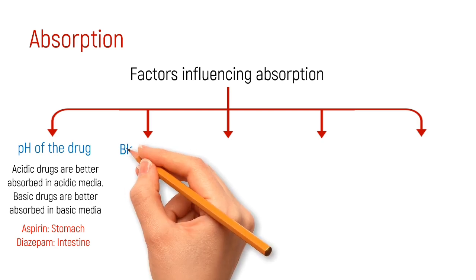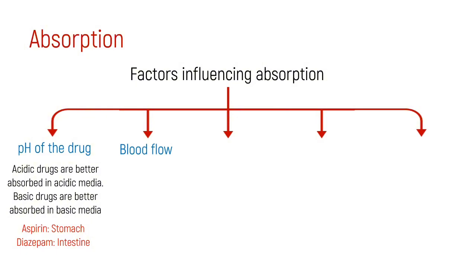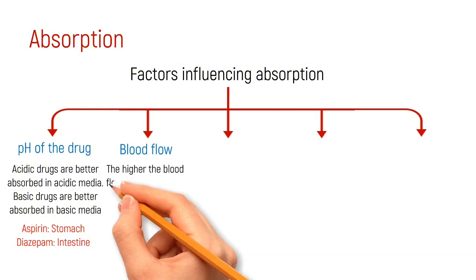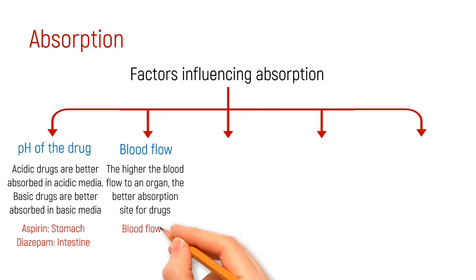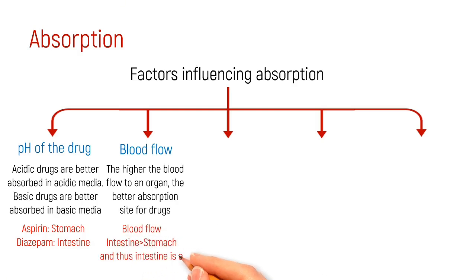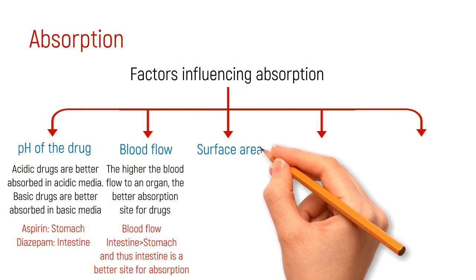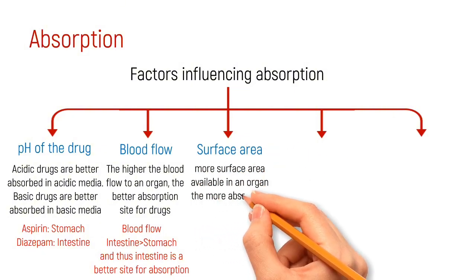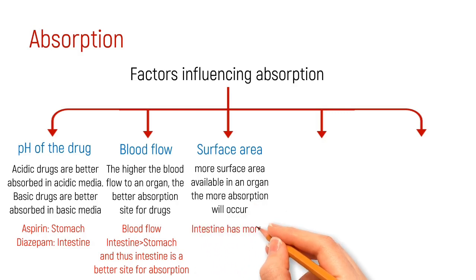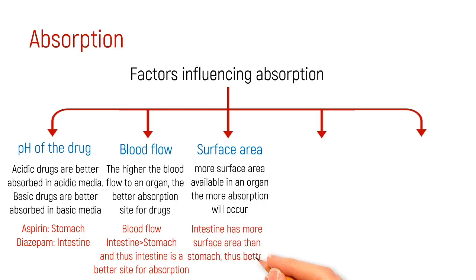Another factor is the blood flow to the absorption site. Organs that receive more blood flow are better absorption sites for drugs. For example, the intestine receives much more blood flow than does the stomach, so absorption from the intestine is favored over the stomach. The third factor is the total surface area available for absorption. The more surface area available in an organ, the more absorption will occur. For example, the intestine has a surface area about 1,000-fold that of the stomach. That's why most drugs are absorbed in the small intestine.